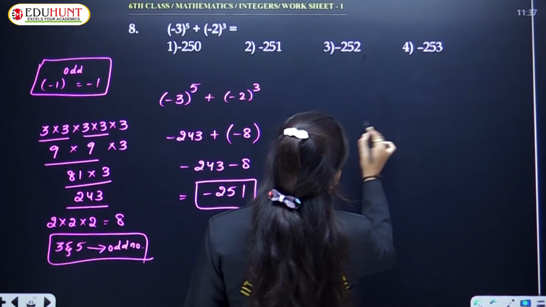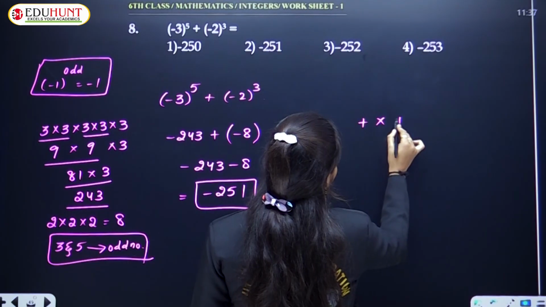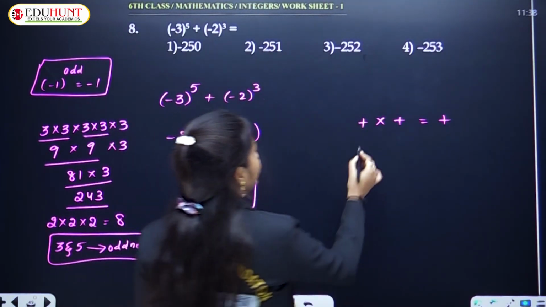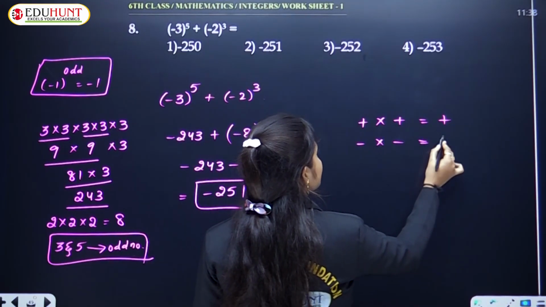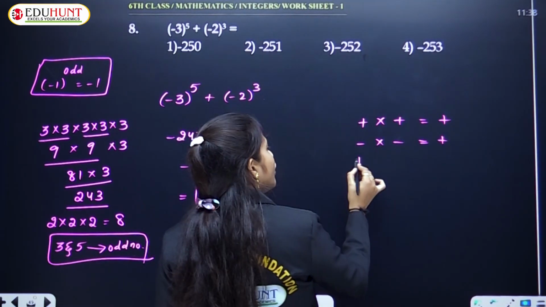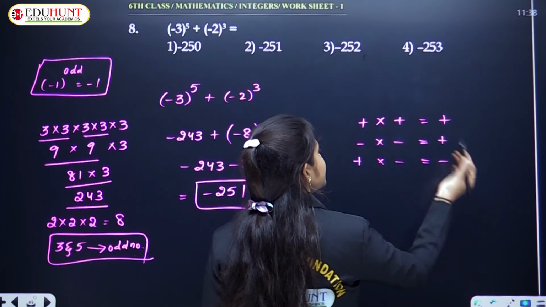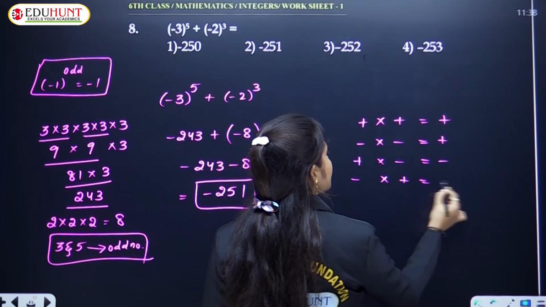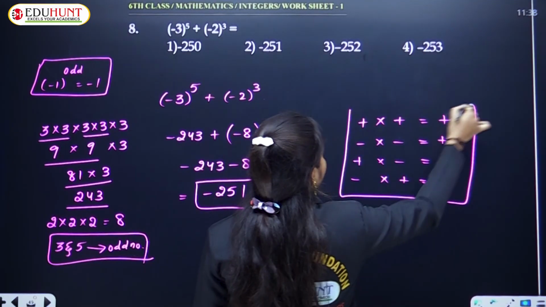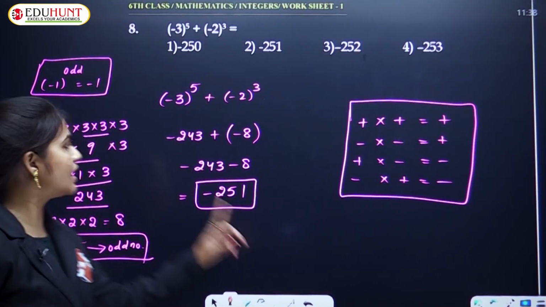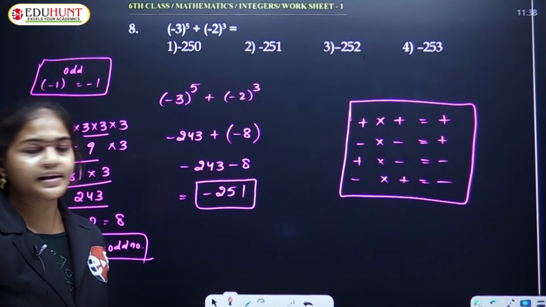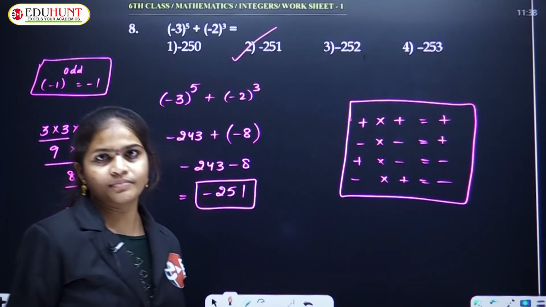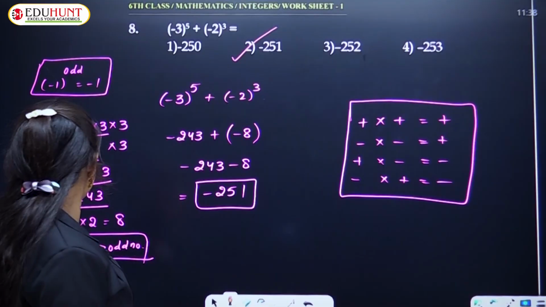I'll write here the conditions. The product of two positive integers is always positive. The product of two negative integers is also positive. The product of one positive integer and one negative integer is negative. And in the same way, the product of a negative integer and a positive integer is also negative. These are the conditions that we have to apply. Understand? So as per this, what is the answer? Minus 251. Yes.